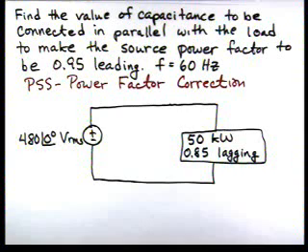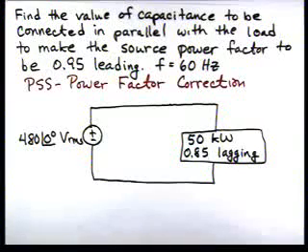Okay, in this problem, we're asked to find the value of capacitance to be connected in parallel with the load to make the source power factor 0.95 leading. F is equal to 60 hertz. We're going to utilize our problem-solving strategy entitled Power Factor Correction.